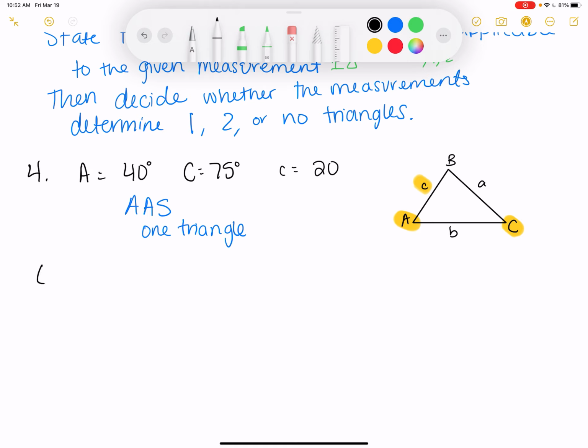Okay, let's look at 6. A is 37 degrees, little a is 8, and b is 14. Side, angle. No.